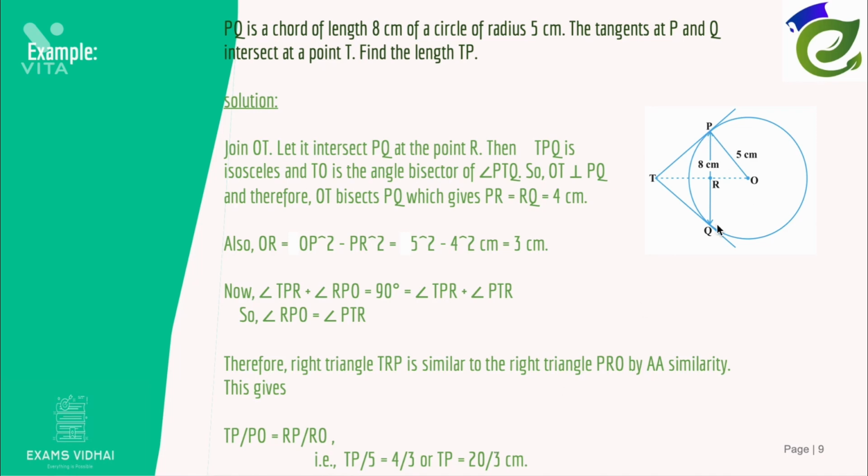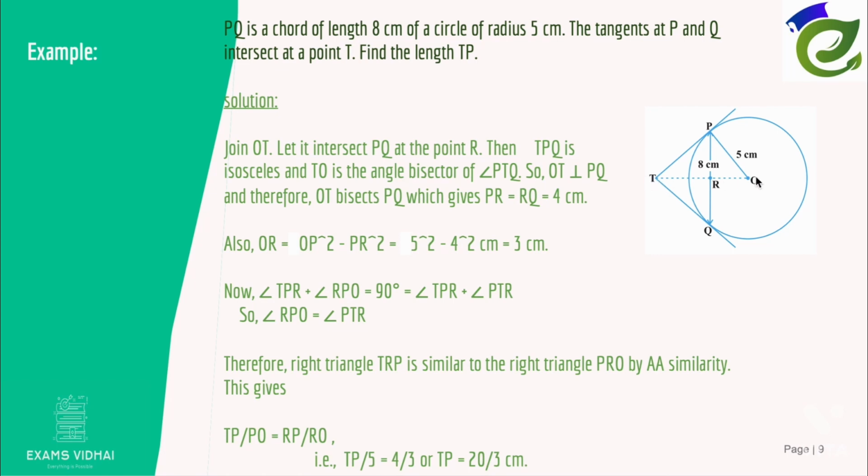PQ is a chord of length 8 cm of a circle of radius 5 cm. Tangents at P and Q intersect at T and we have to find out the length of TP. So first we join OT and let OT intersect PQ at R. Now triangle PTQ becomes isosceles because as per the before theorem, the tangents drawn from a particular point to the circle are equal. So PT is equal to TQ, which results in the triangle being isosceles.